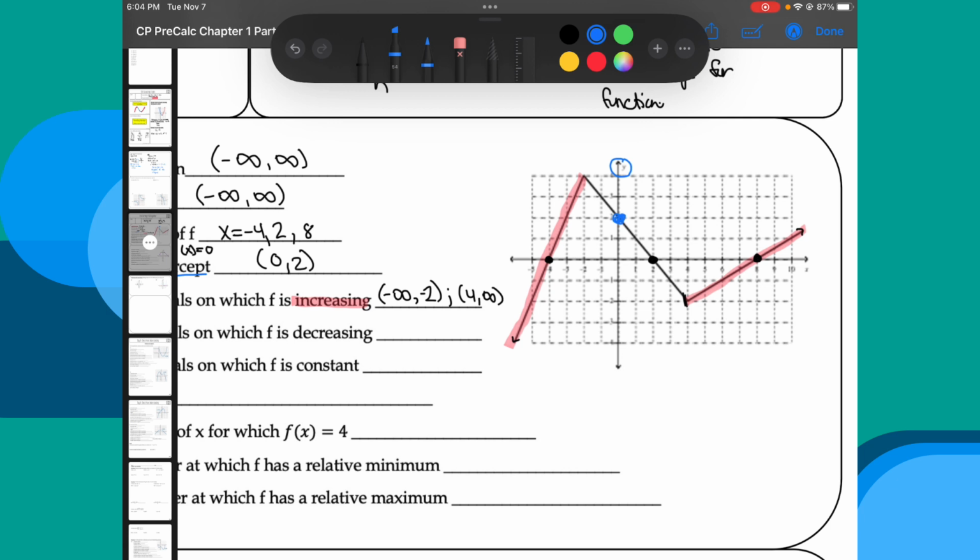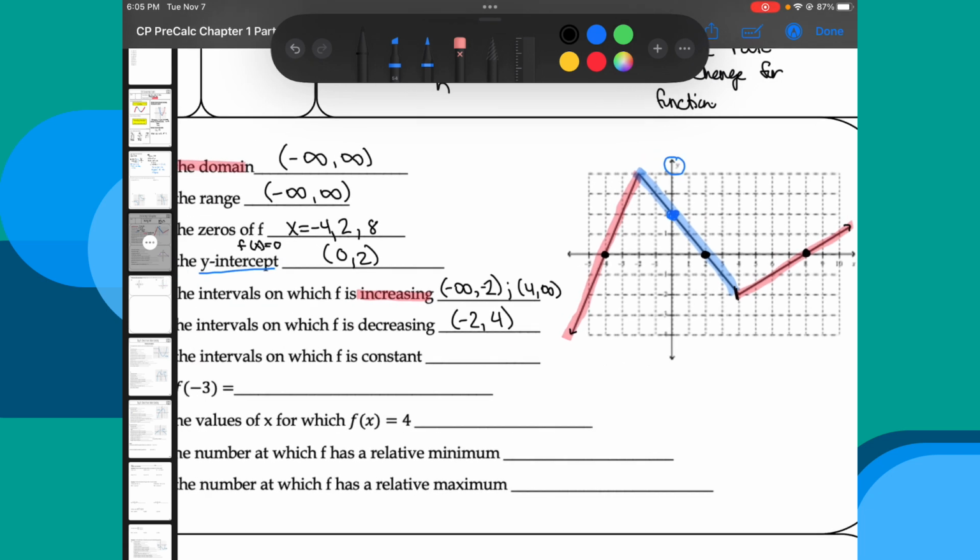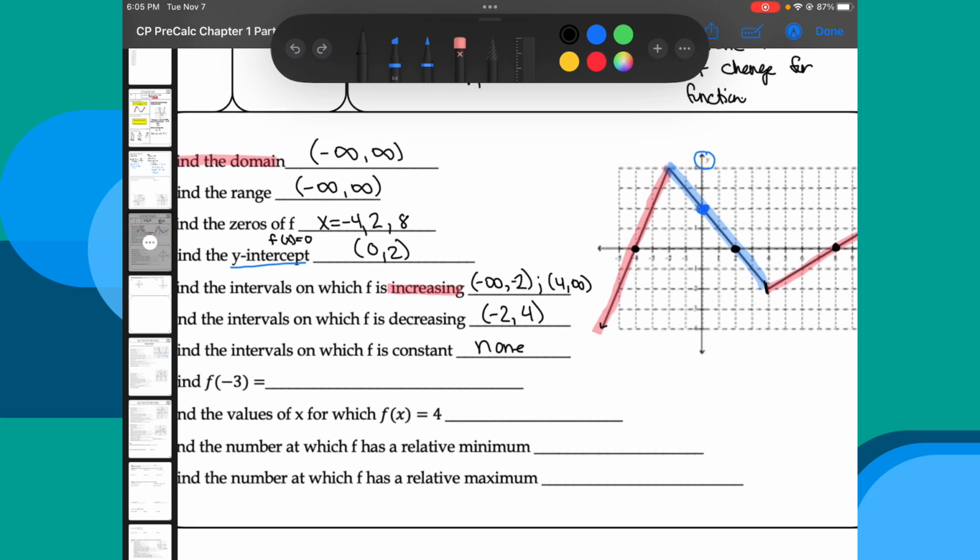And what is the interval that we're decreasing? Well, we start here, and then we go to here, decreasing. So at negative 2 to 4, our graph is decreasing. Our graph is not constant anywhere. A constant graph would just be like a horizontal line that we're not increasing or decreasing. So there are none, no intervals.